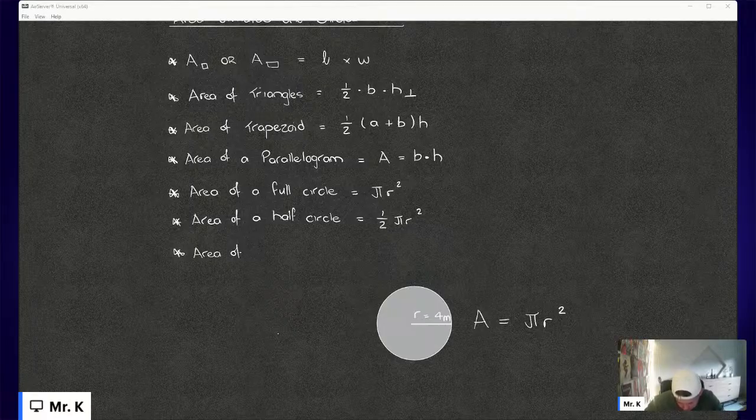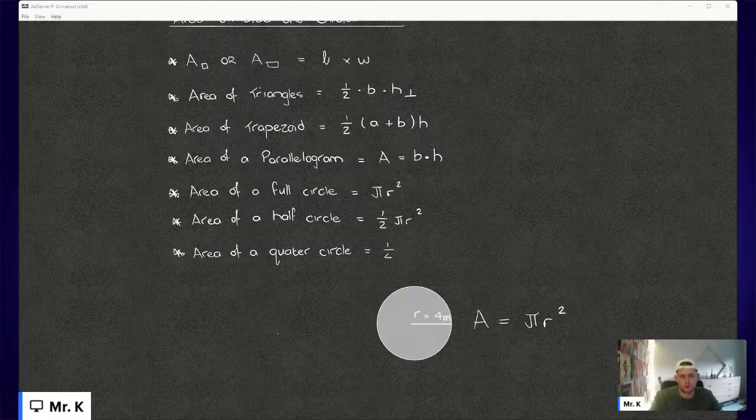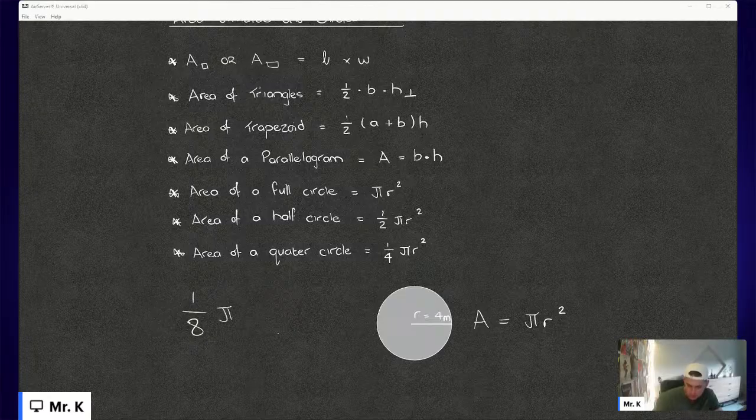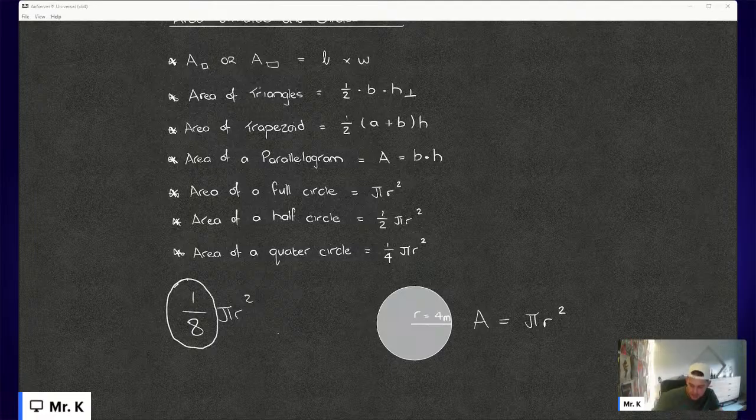And lastly, we also need to know about the area for a quarter circle because these are the most commonly used pieces of a circle: a full, a half, or a quarter. So if I want the area of a quarter of a circle, it would simply be a quarter pi r squared. Okay, let's say I wanted an eighth of a circle, right? I wanted 1/8 of a circle. I could literally multiply pi r squared by the fraction of the circle that I am looking for. So please just keep that in mind. Okay, that's really important.